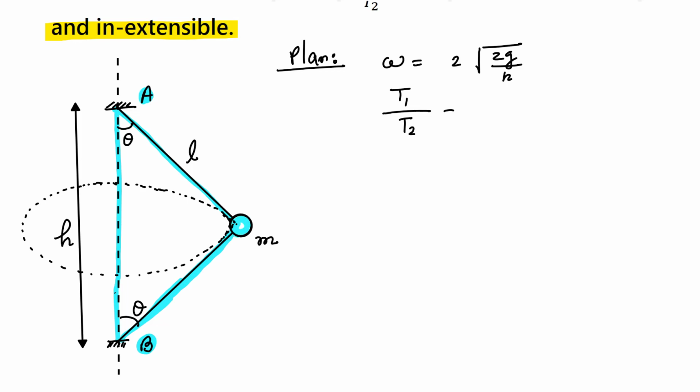The mass of the bob is M, and let's say at this time the string makes an angle theta with the vertical. And this mass M is moving in a circle, and the omega for this is given, that is 2 times under root 2g by h. And what we have to find? We have to find the value of T1 by T2.